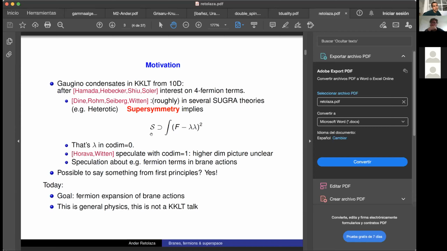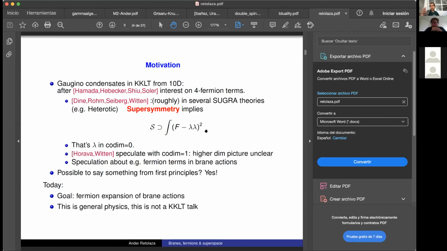Very good. And now the question is, what happens when you have any other Dp-brane that is not a D9-brane? What happens with these other terms? Because the perfect square structure appears when you have a codimension 0 object, but I don't really know how it is going to manifest when I have codimension 1 or codimension 2 objects. And this is what happens in KKLT, for example. So this is why I want to compute the fermionic expansion on the branes.